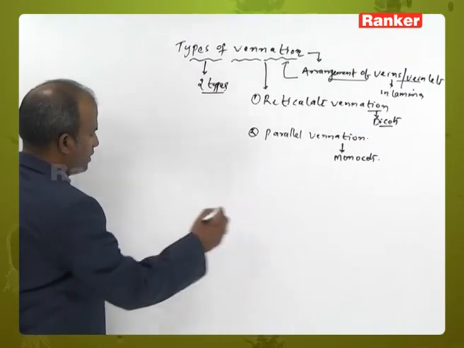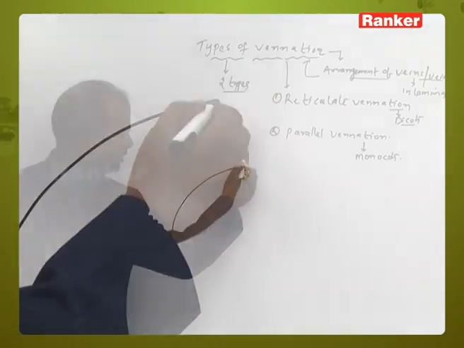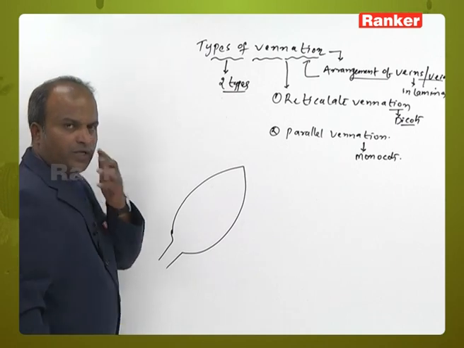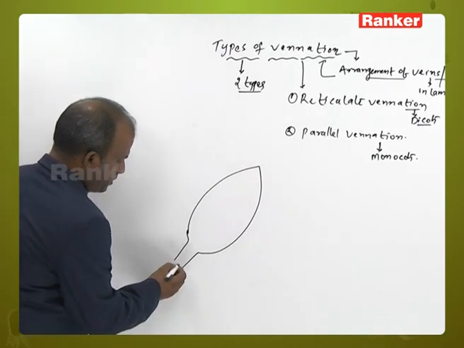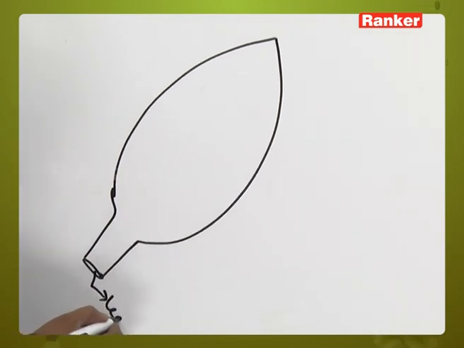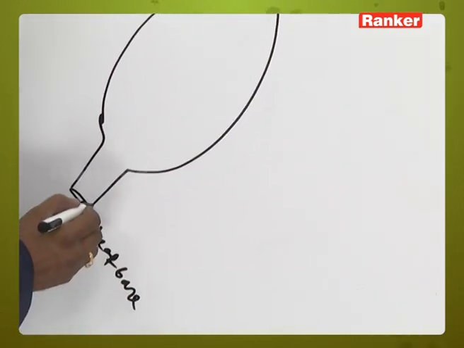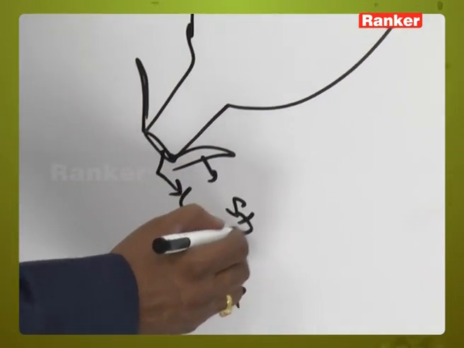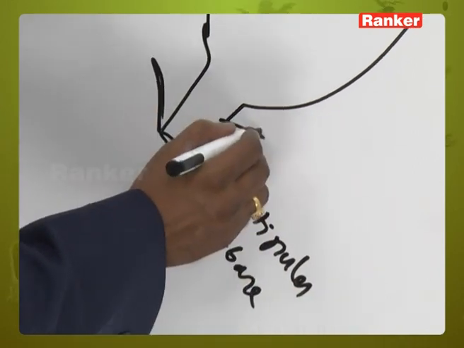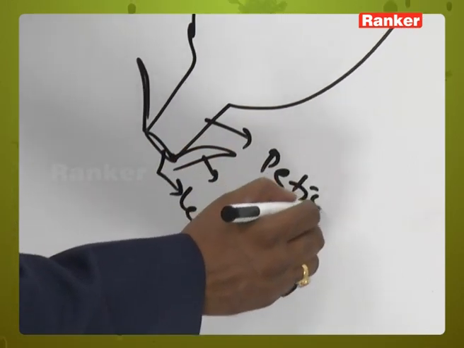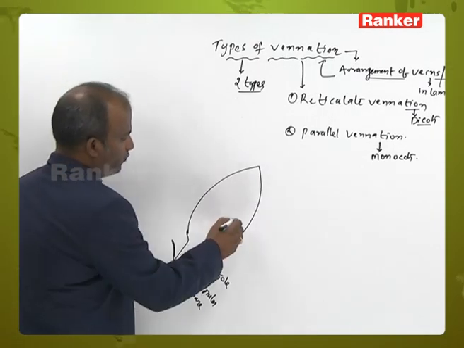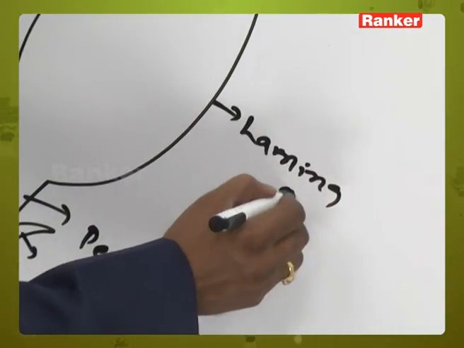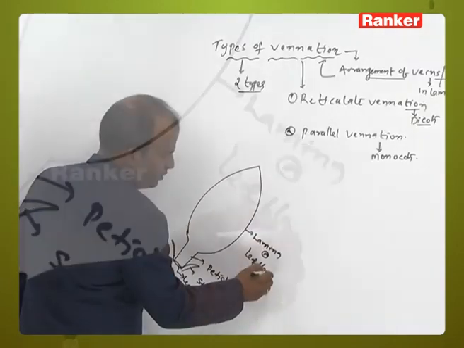Now, what is meant by reticulate venation? Think this is the leaf. I already told you the leaf shows four parts. The first part is the leaf base. On either side of the leaf base, it shows small greenish scaly appendages, which are the stipules. The third one is the petiole. And the fourth one is the expanded foliage, which is the lamina, also called the leaf blade.